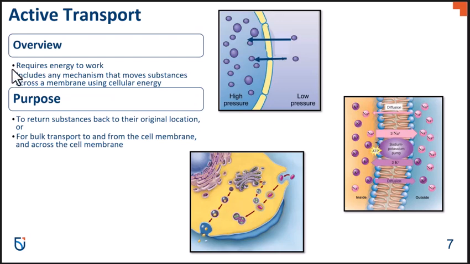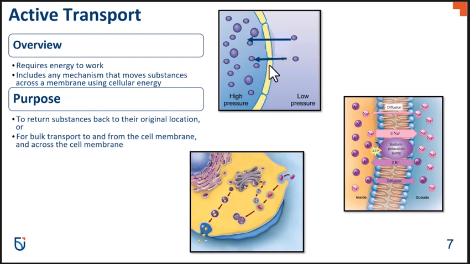So what we're going to talk about here is a little bit of elaboration on these images before we go into the different types of active transport. But we have really two purposes when it comes to active transport. We're either trying to return a substance back to their original location, so pushing it back to where it was, or we're trying to move substances in bulk. And to move something in bulk that might be, say, heavier, to help you understand it, that's going to require energy.